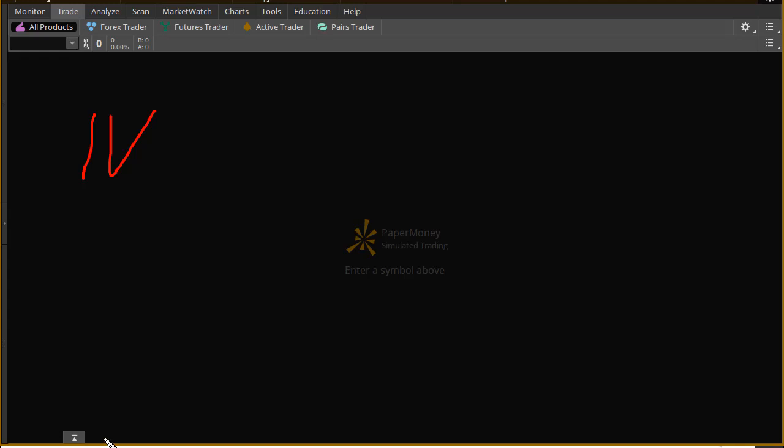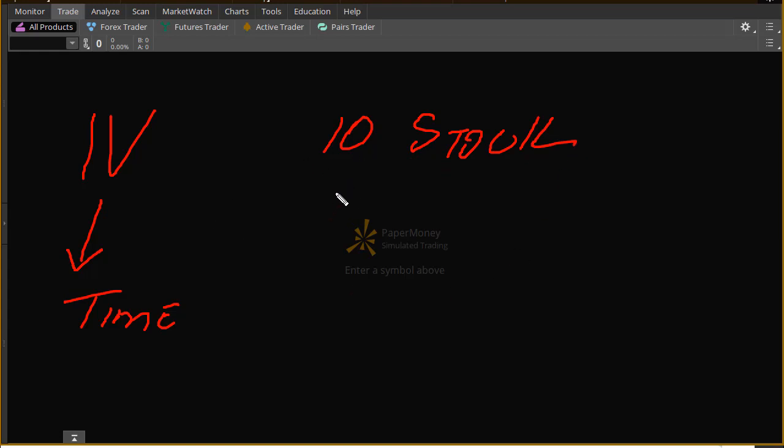IV directly affects the extrinsic value of an option, or what they call the time value of an option. So when you're looking at an option chain, we have intrinsic value and extrinsic value. Just a little test. If we have a $10 stock, the stock is priced at $10. You buy a 9-strike option, you pay $2 for that option.